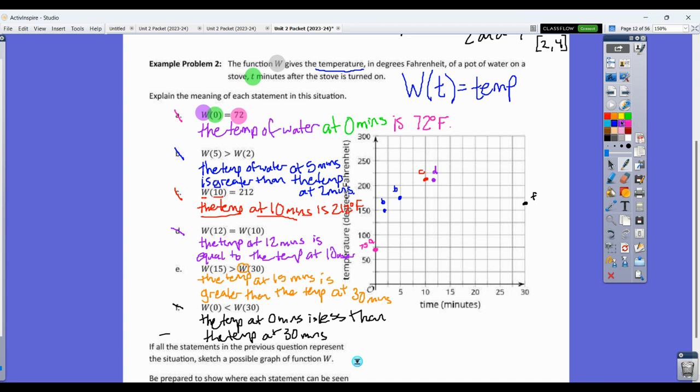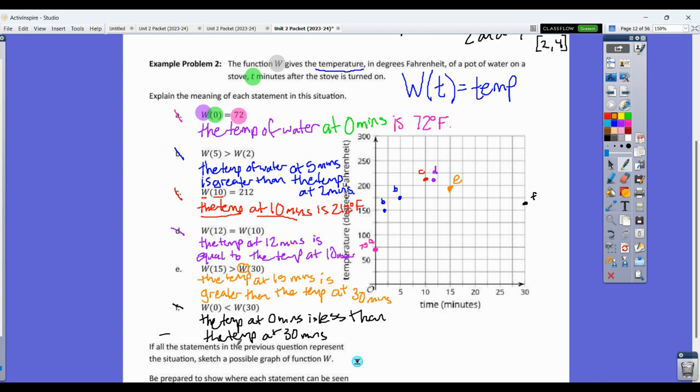Okay, the last one, again, I'm color coding these. W of 15 is greater than W of 30. So at 15, it should be a higher temp than it was at 30. So if I put 30 here, I have to make sure my 15 is somewhere above that. Now, I could have it in line with C and D if I wanted to, or I can have it off of it. And whatever I do, again, it's going to be in there somewhere.